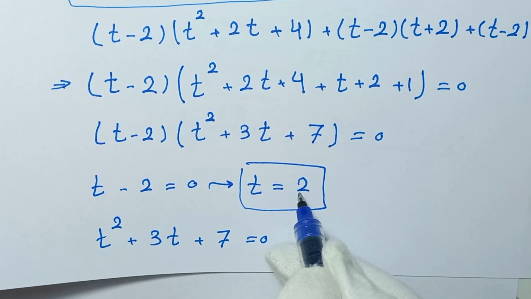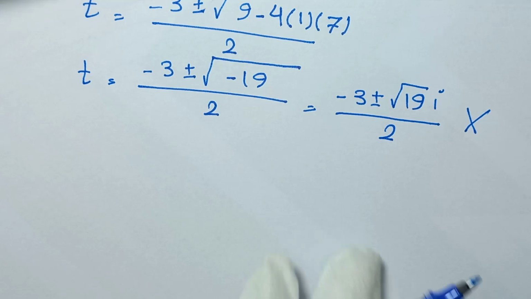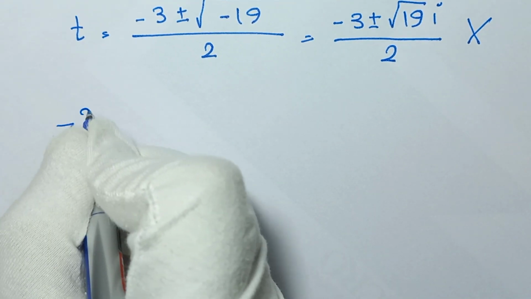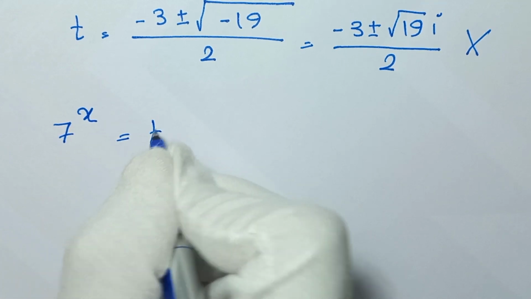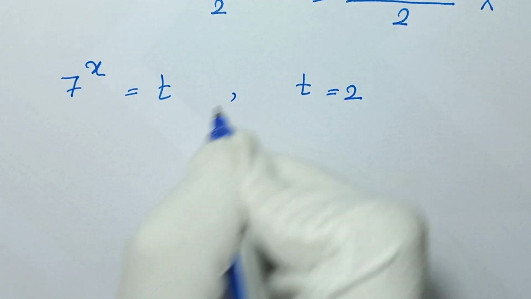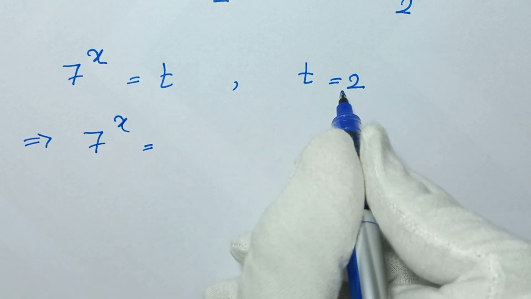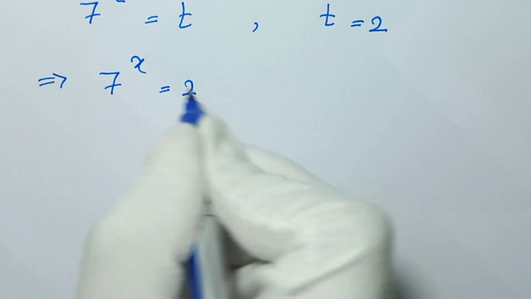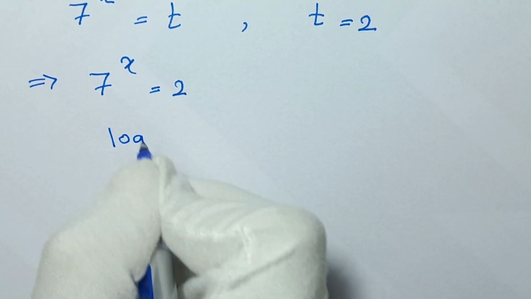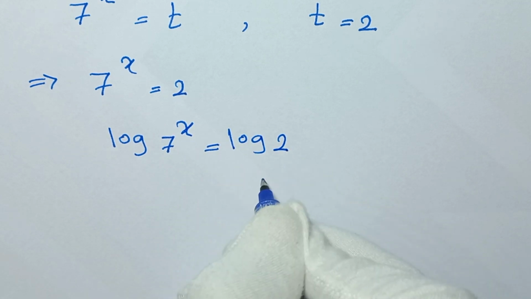With t is equal to 2. So in the next step we recall this 7 to the power of x is equal to t. So we write in here 7 to the power of x is equal to t, and t is equal to 2. So in the next step, to find the value of x, we apply log to both sides of the equation. So it will be log of 7 to the power of x is equal to log of 2.